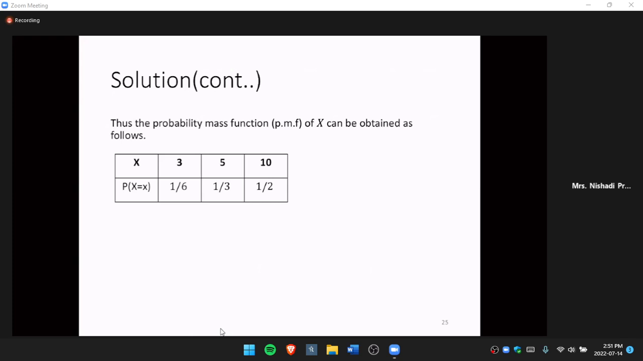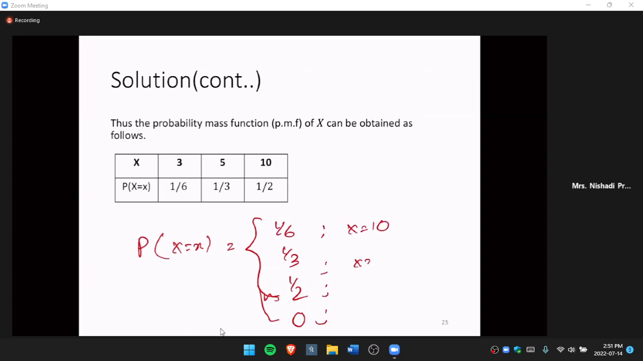This is called probability distribution or probability mass function. If you want to write a mathematical function, you can just write, I have written it earlier also, P(X = x) equals 1 over 6, 1 over 3, half, when x equals 3, when x equals 5, when x equals 10. These are simple values, right? Because here we are considering the values of the random variable, and 0 otherwise. Understand?